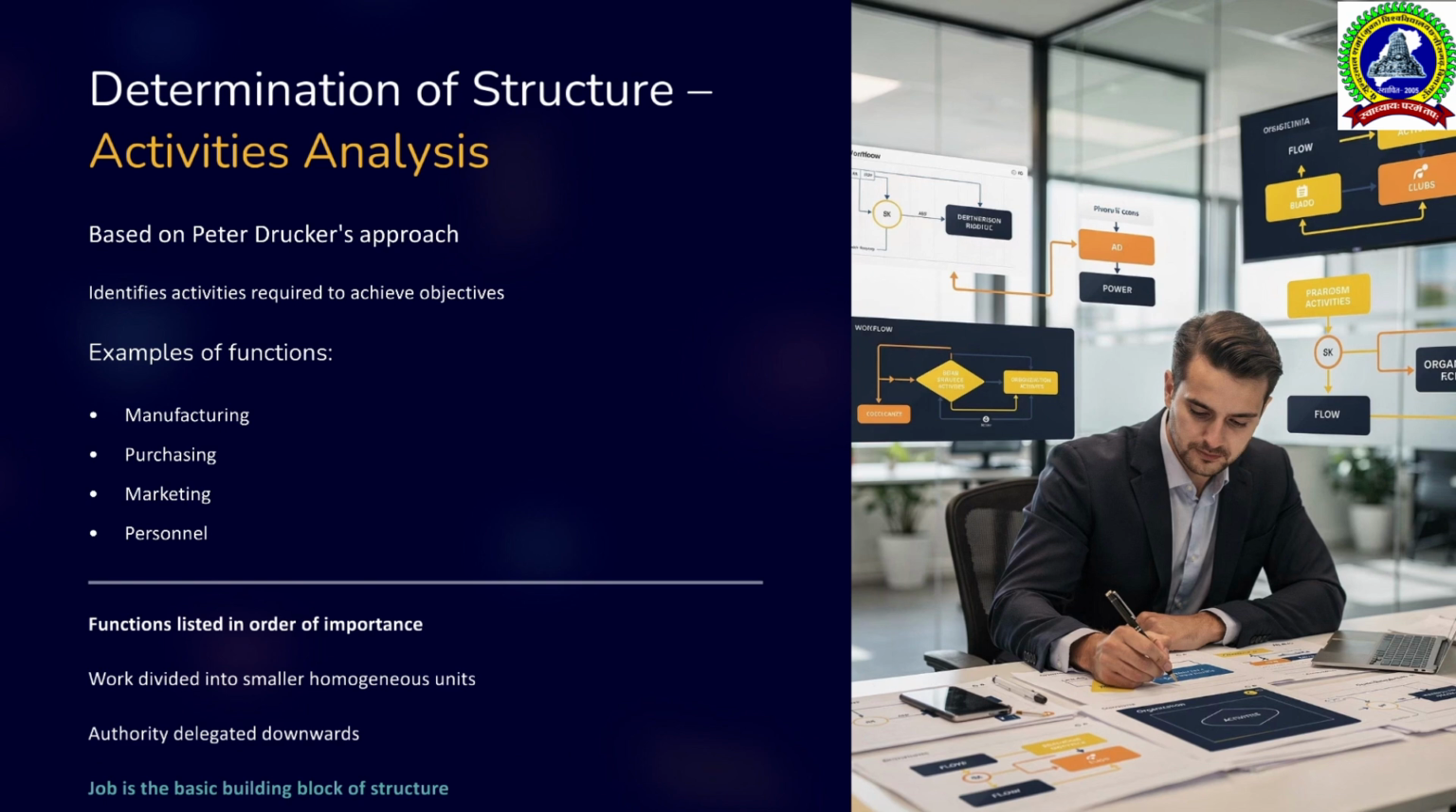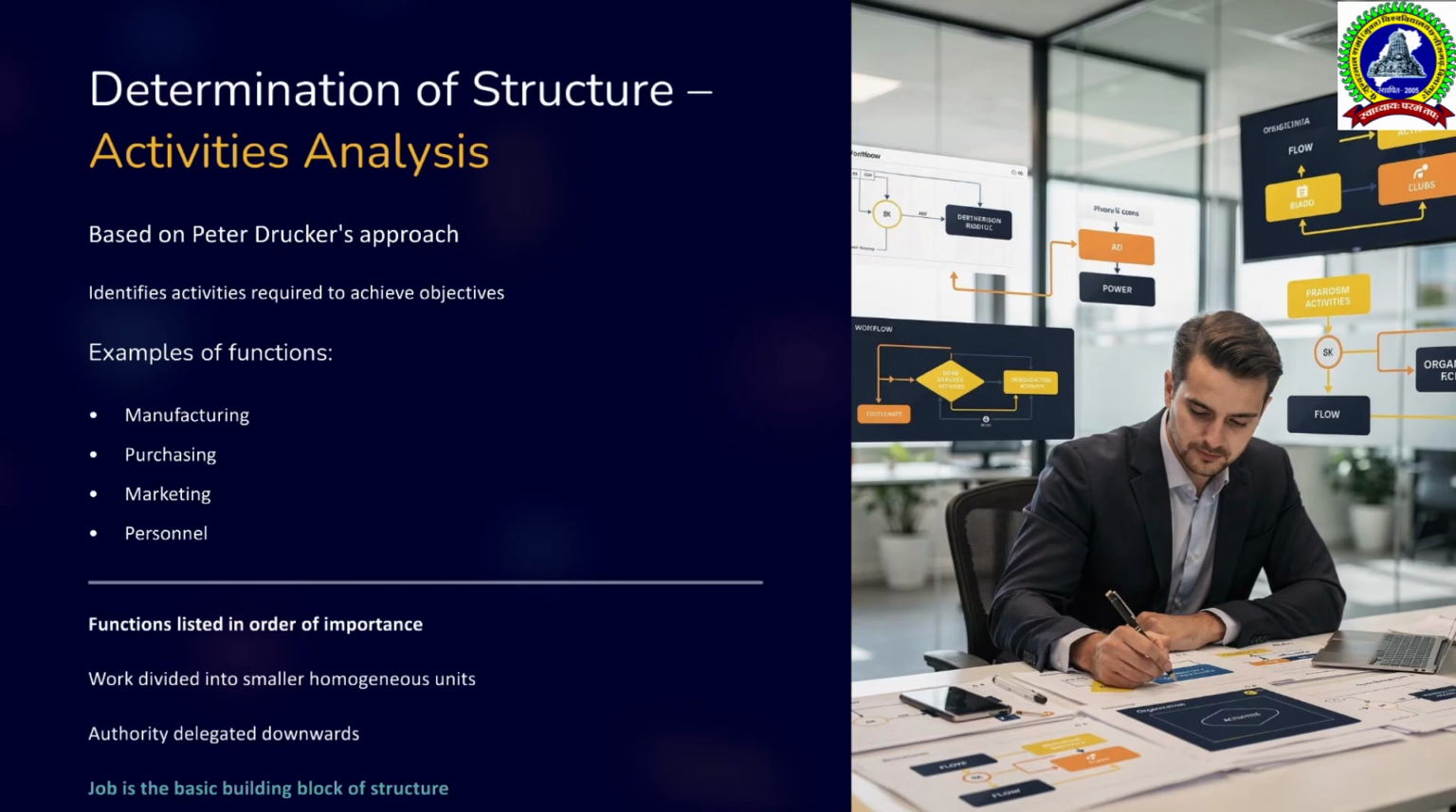Moving forward, we will now learn how an organization structure is determined, starting with the first method, activities analysis. The determination of organization structure begins with activities analysis as suggested by Peter Drucker. Activities analysis involves identifying all activities required to achieve organizational objectives. This may include manufacturing, purchasing, marketing, finance, and personnel management.